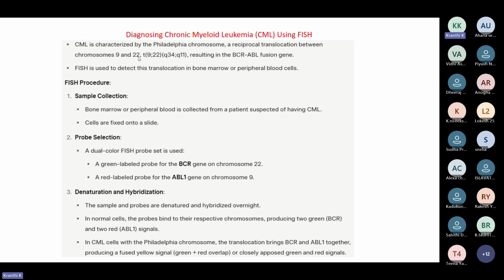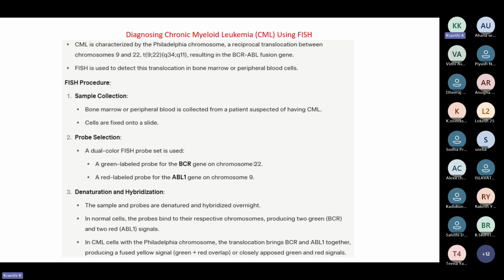Translocation means, see, there are two genes. The BCR gene is on chromosome 22. The ABL gene is on chromosome 9. But translocation will happen. What is the translocation here? These two will get added, chromosome 9 and chromosome 22, resulting in the BCR-ABL fusion gene.